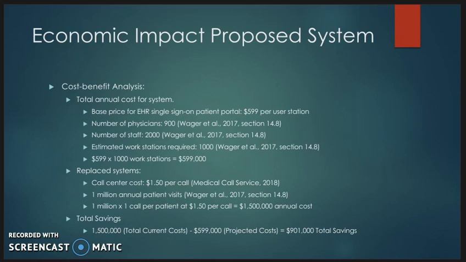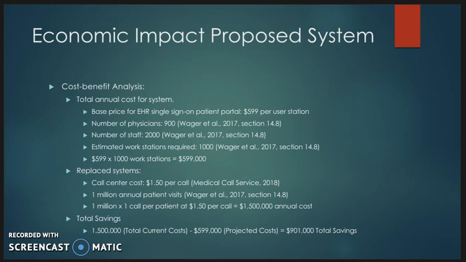Related to this health system, research suggests that it will cost about $599 per user station within the hospital or clinic. By taking the number of physicians as cited in the textbook and the number of overall staff, there's an estimated 1,000 required full-time workstations throughout our clinic at Goodwill. Taking $599 per year per station, we have an estimated cost of $599,000 of annual upkeep for the system's implementation.